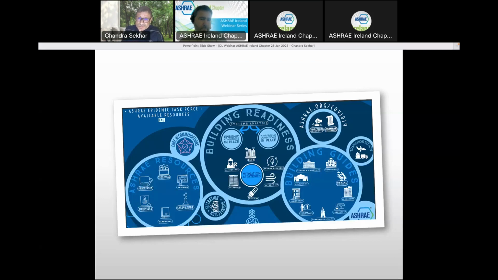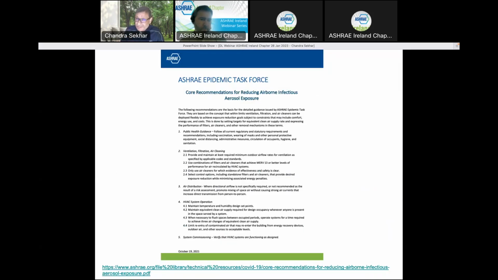The most important to me on this particular slide would be the core recommendations, which really was very meaningful. On one page, the primary message of what needs to be done was communicated very, very clearly. And that's what I show you on this slide. It's basically what you see on the ASHRAE website as well, in the Epidemic Task Force guidance notes.